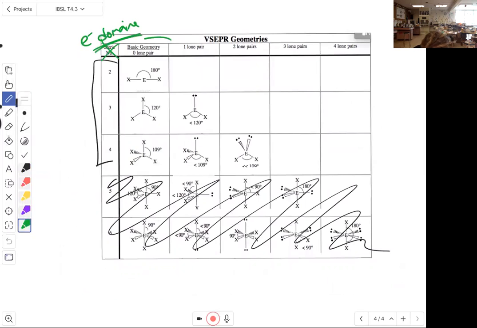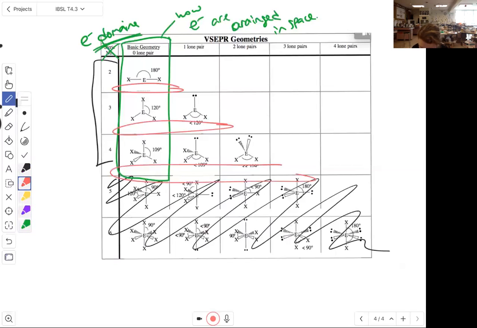Then you have your geometry, right? Geometry talks about how the electrons are arranged in space. And then you have your shapes, right? Your shapes are not listed here, but on your sheet, they are listed right here. The red is your shape. And it all depends on how many of those electron domains, how many of those regions where there are electrons are actually bonds. That's the difference between the geometry and the shape.